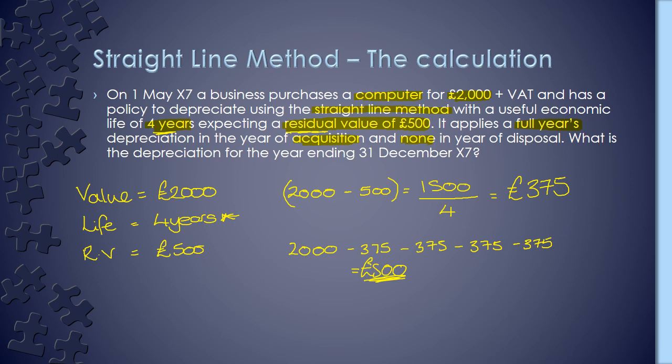So just go back to the question again. We're asked for the depreciation in the year ending the 31st of December. It's the year that we purchased it. We apply a full year's depreciation in the year of the acquisition. So your answer is £375, your full year's depreciation on this asset.